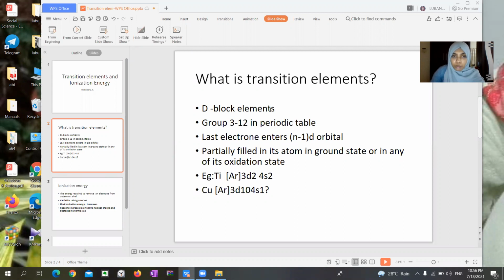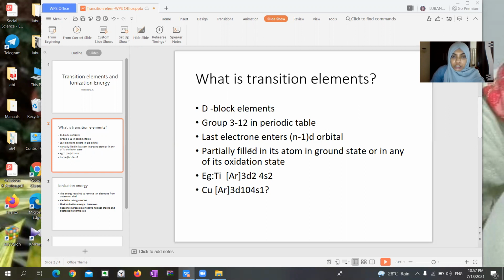Transition elements are d block elements. We know that there are four types of block in the periodic table to represent elements. That is s block, p block, d block, and f block. Transition elements are included in d block elements. Their position is from group 3 to group 12 in the periodic table. Their last electron enters the n minus 1 d orbital. n is the principal quantum number of an electron. We studied what is principal quantum number in previous classes.